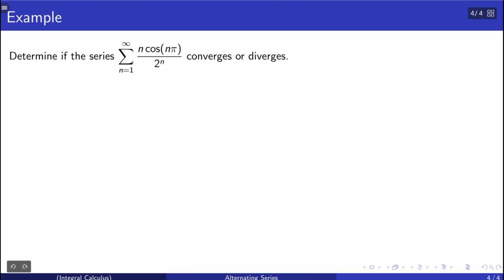And I'll just end here with another example. Determine if this series converges or diverges. The sum from n equals 1 to infinity of n cosine(n pi) over 2^n.